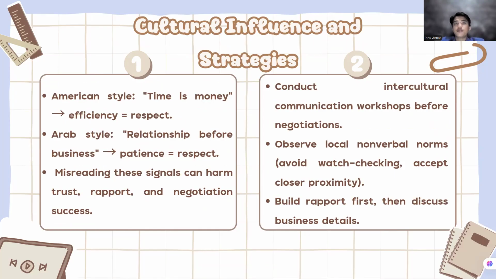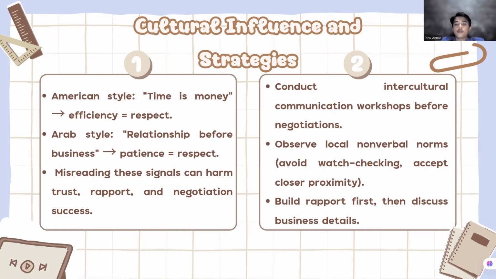So the next one is how cultural influence shapes strategy itself. First, the American style has a slang, like "time is money," which means they respect time, and so they respect money too. That's why efficiency means respect in the American style. While the Arab style puts relationship before business, which means they want to get trust and warmth. That's why patience becomes respect in the Arab style. So misreading this kind of signal can harm trust, rapport, or maybe negotiation success because of their different culture and values.